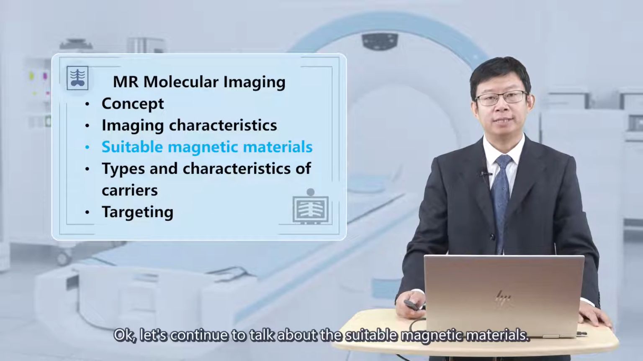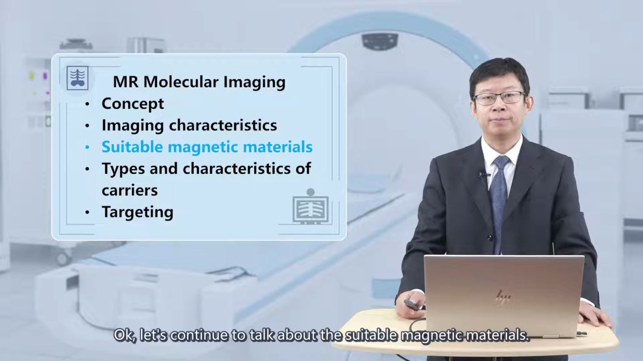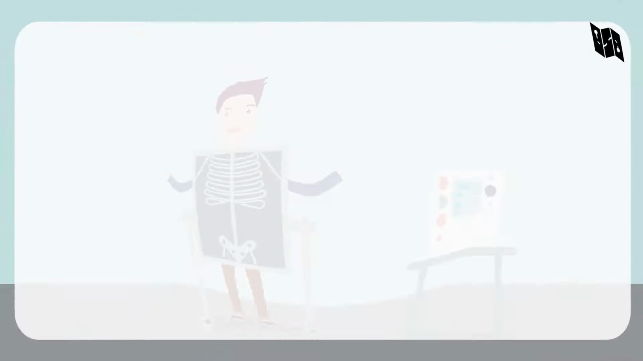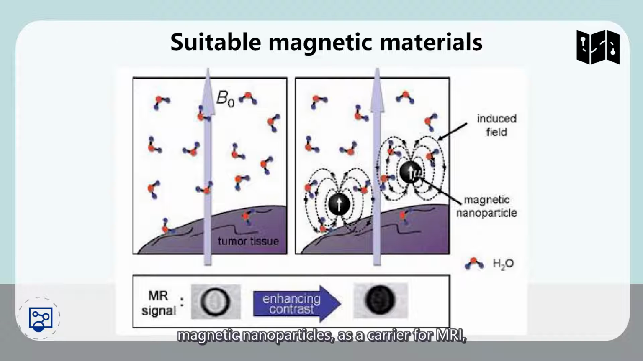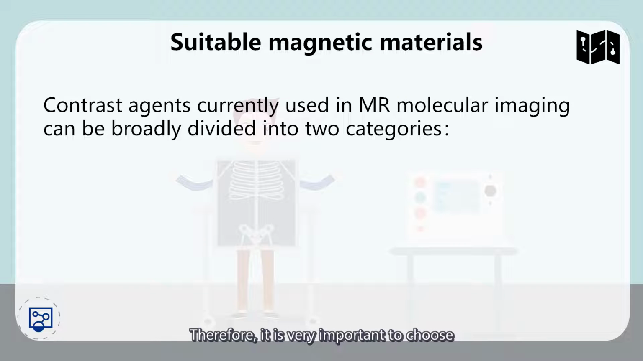Okay, let's continue to talk about the suitable magnetic materials. As shown in the image, magnetic nanoparticles as a carrier for MRI enhance the original weak MRI signal, playing a role of amplifying the MRI signal and improving the sensitivity of MRI as a molecular imaging device. Therefore, it's very important to choose which materials to use as the carrier of MRI.